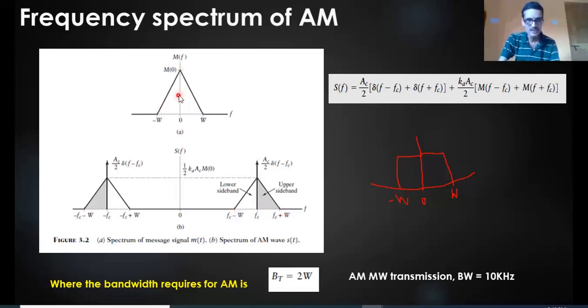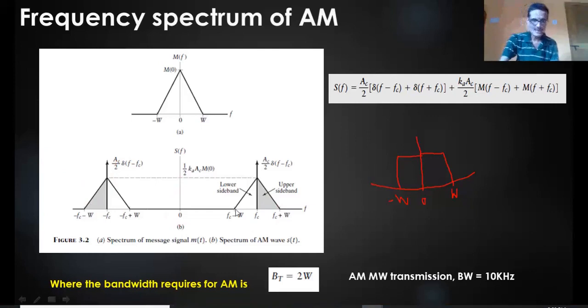That means this spectrum is shifted right by a frequency of fc. So this portion is equivalent to this portion here, and this portion is equivalent to this portion. This is the lower sideband, which has frequencies less than fc, that is, fc subtracted by W hertz, the highest frequency. This is fc plus W. This is the upper sideband. This is the lower sideband. This is on the positive side, and this is on the negative side. M of f minus fc is represented something like this, and M of f plus fc is represented something like this.